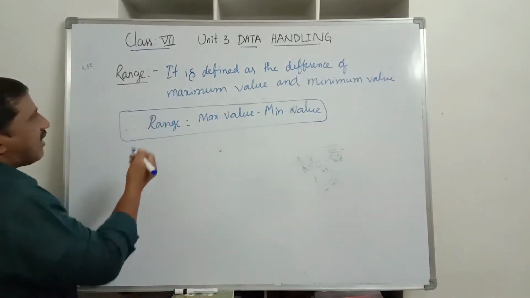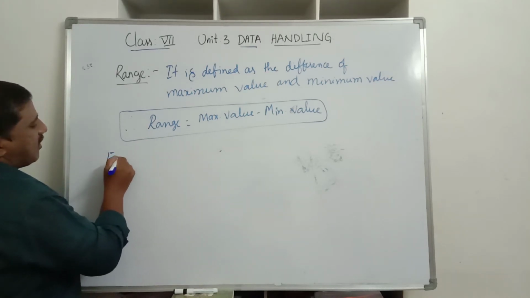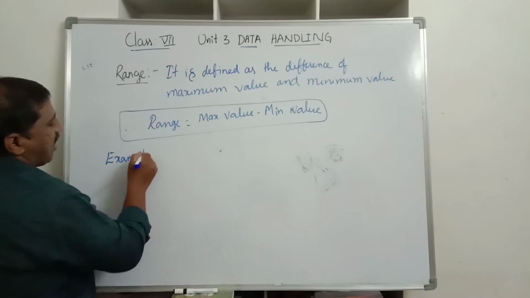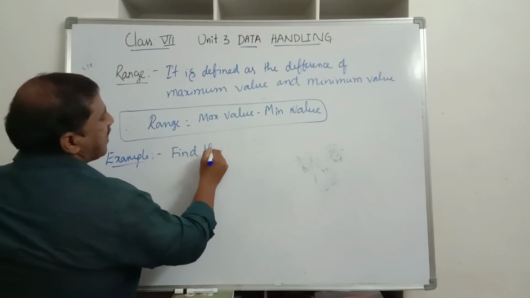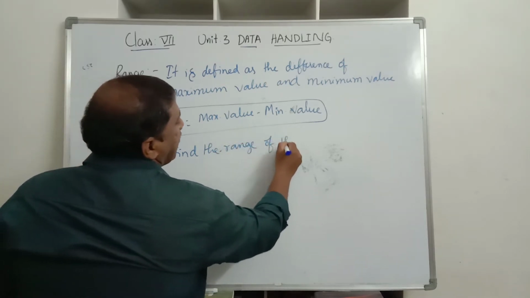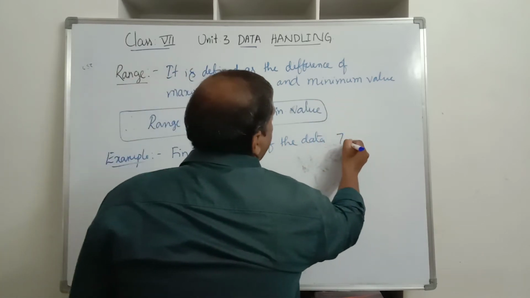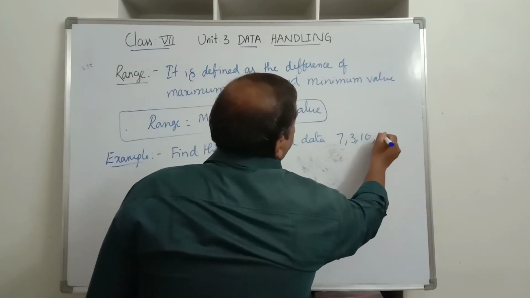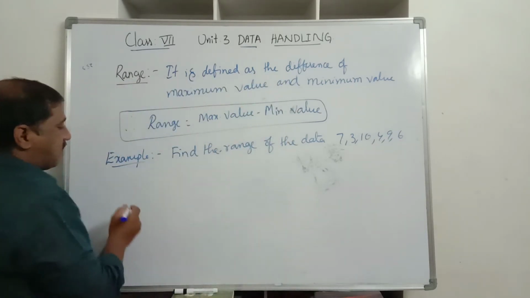Now we will discuss an example related to this range. Find the range of the data. What is the data? 7, 3, 10, 4, 9 and 6. Find the range of the data.